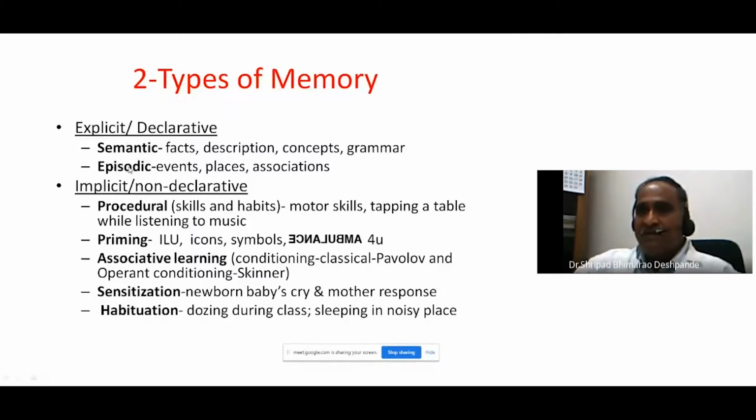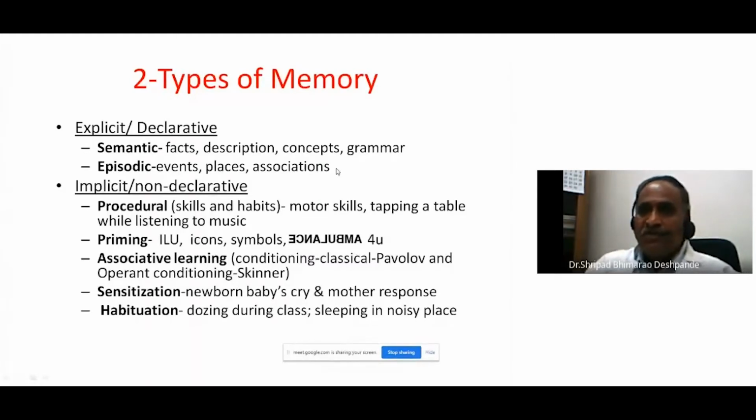Then we have episodic memory. This episodic memory is about events, places, and associations, whatever is linked with you or your surroundings. I think that is very clear: declarative memory has semantic and episodic components. Semantic is facts and episodic is events. Implicit memory is non-declarative memory. There are four components in implicit memory.